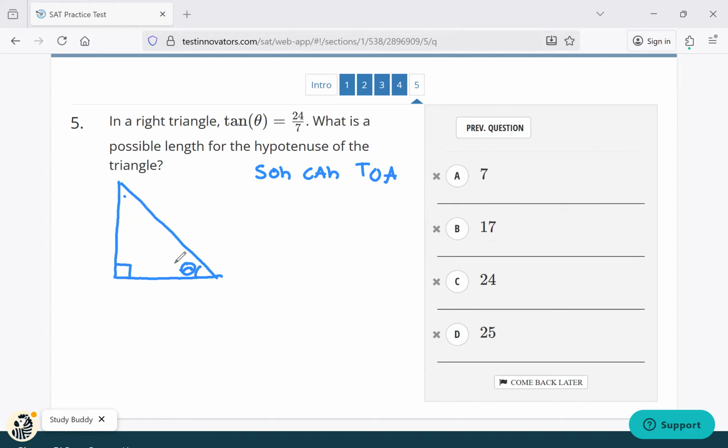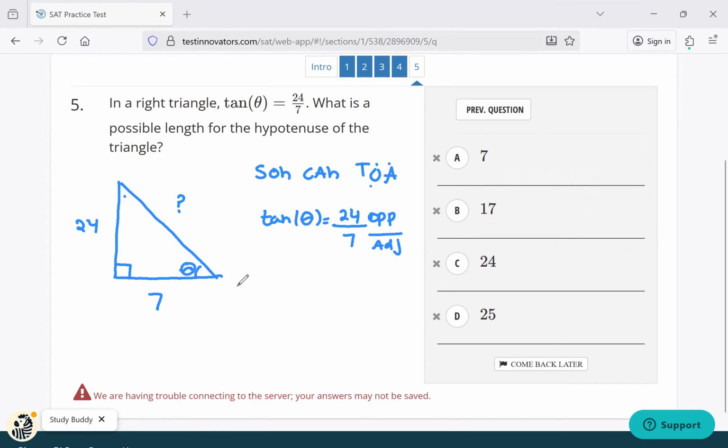So if I put theta here, my tan theta is 24/7. Tan is opposite over adjacent. So here's theta, the opposite side. This 24 represents the opposite side. This 7 represents the adjacent side. So 24 opposite is here, and then adjacent is here. What is the possible length of the hypotenuse? So we've got to find this length.